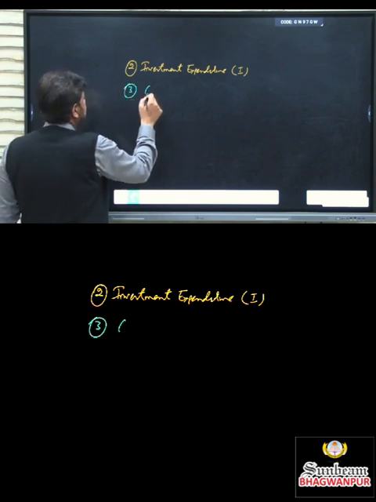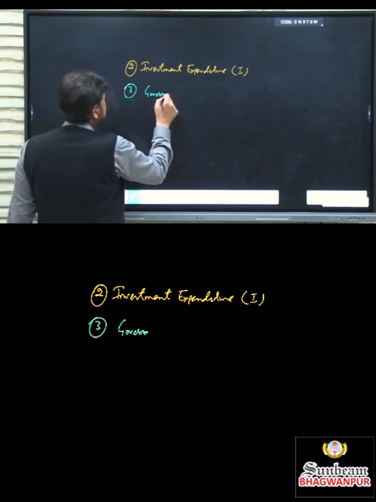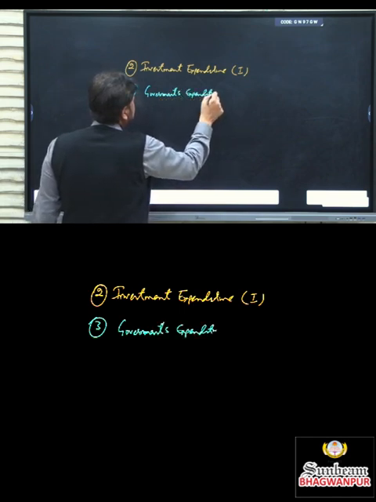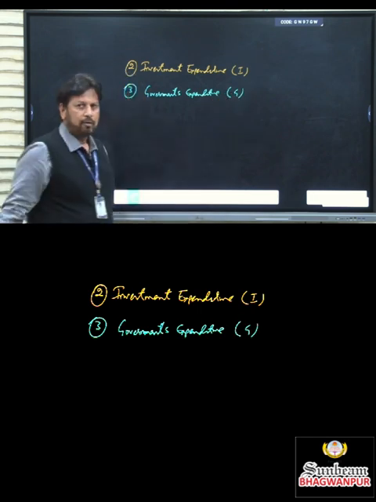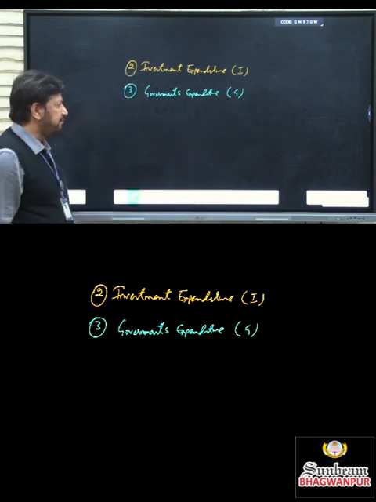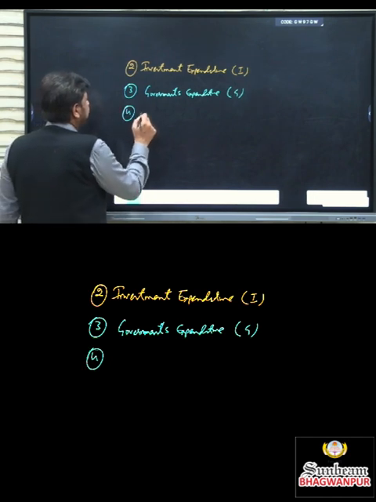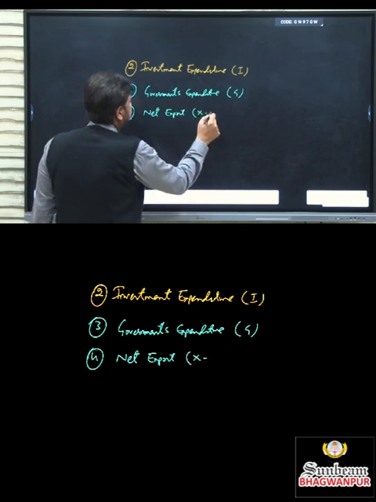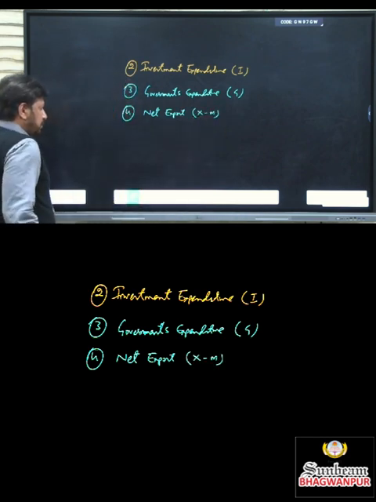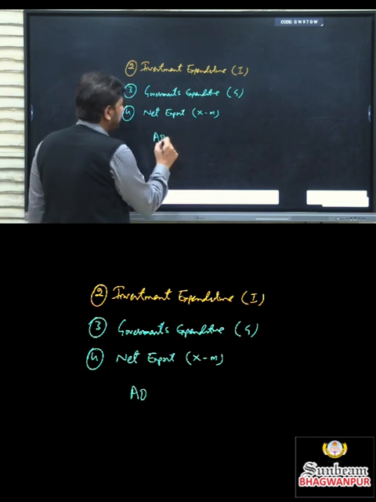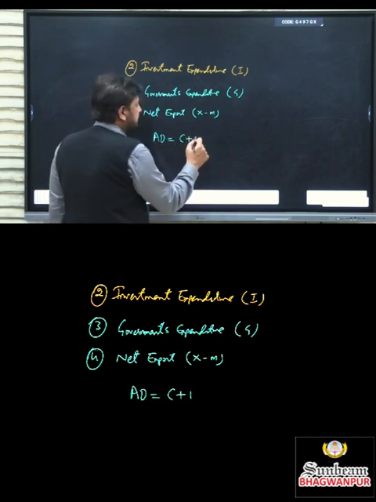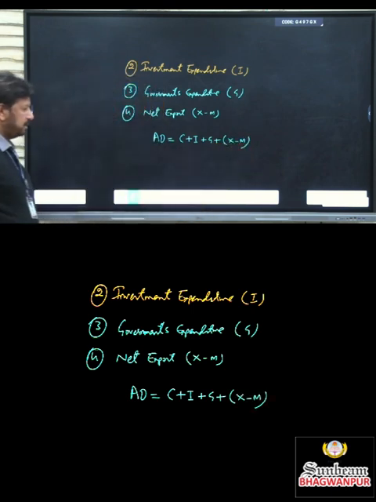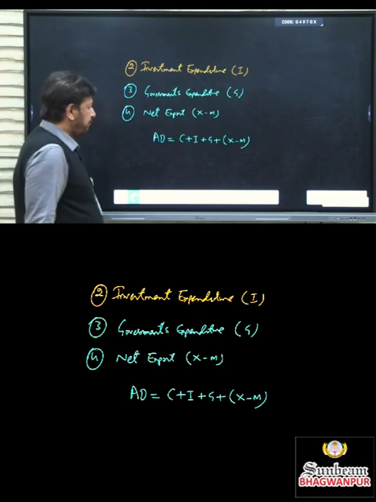Third one is government expenditure, that is the expenditure of government for the purpose of consumption and investment. And the fourth one is net export, the difference between exports and imports. So basically aggregate demand has four important components: C plus I plus G plus net export. These are the four important components of aggregate demand.